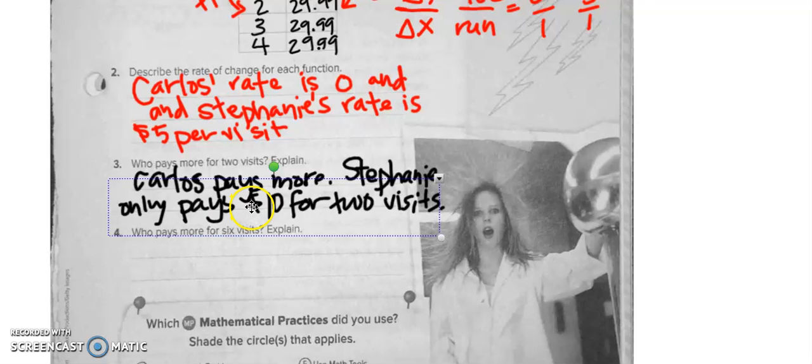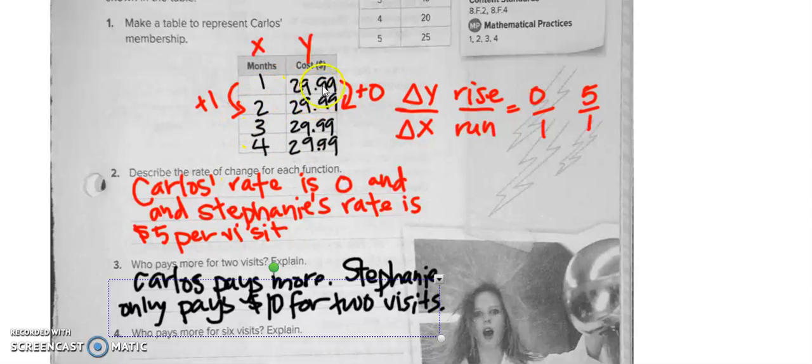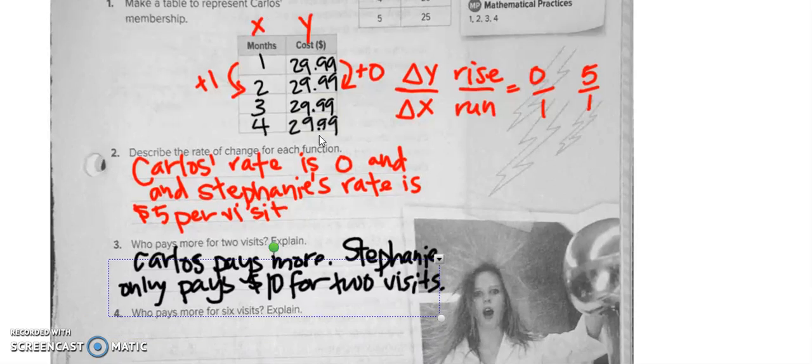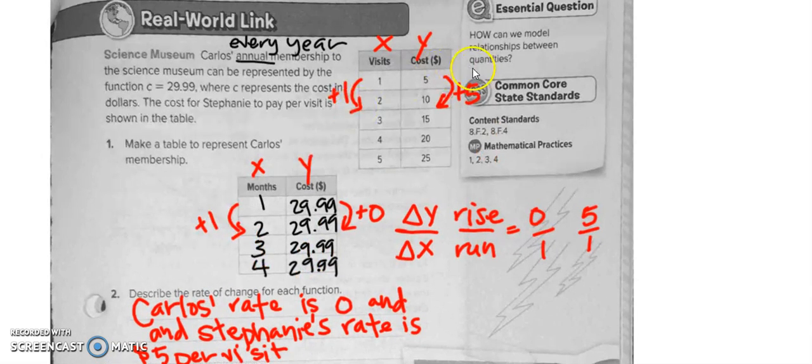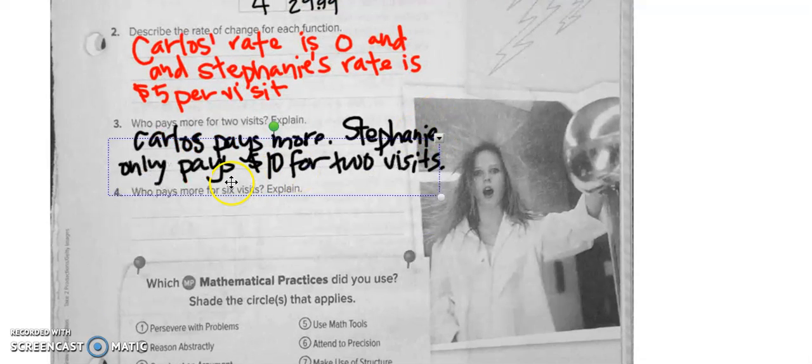Who pays more for 6 visits? Okay, so still, our table for Carlos would be the same. We would have $29.99 all the way down. For Stephanie, we would really just need to add one more onto this table for 6 visits. So what I would add right here would be 1, this would go up to 6, and I would add 5 here, this would go up to 30. So that would be 6 visits for $30.